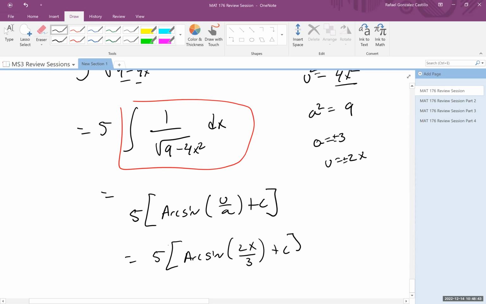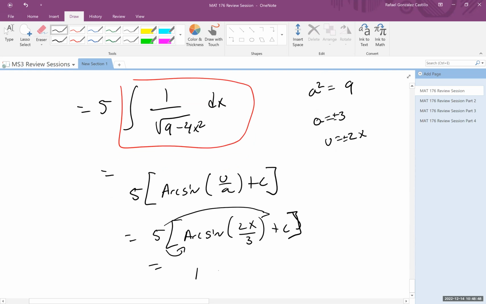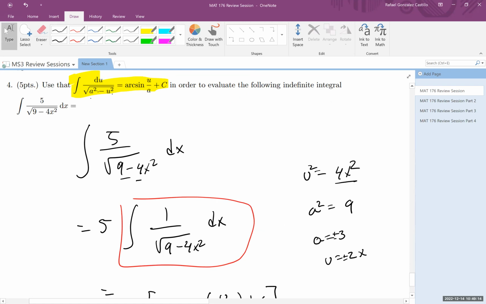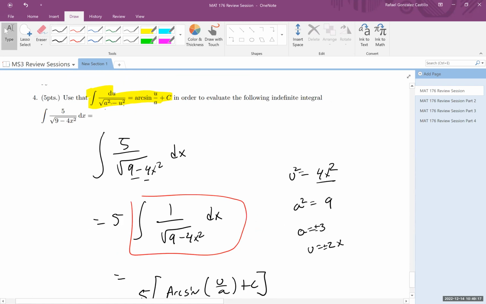And when you distribute the 5 in, you multiply both of these by 5, you get 5 arcsine of 2x over 3 plus c. When you multiply the c by the 5, you could just assume that's just another constant, so you could just condense it as just c. And that's the answer for this problem. This is actually one of the easiest problems on the test. Are there any questions on this one?